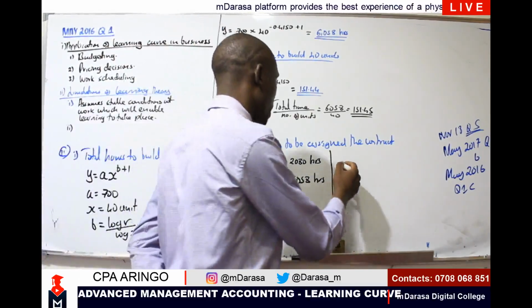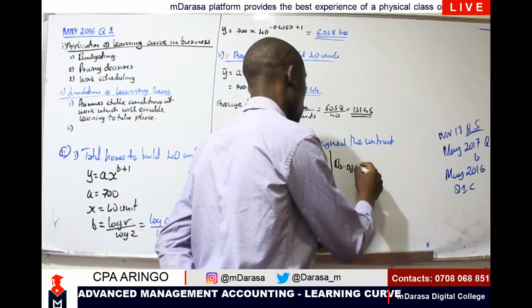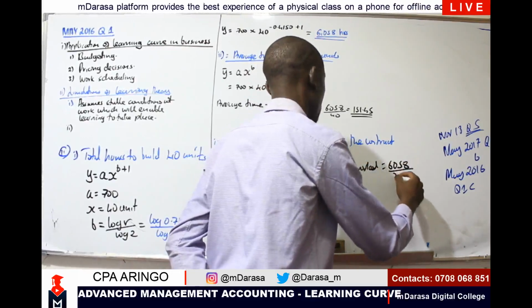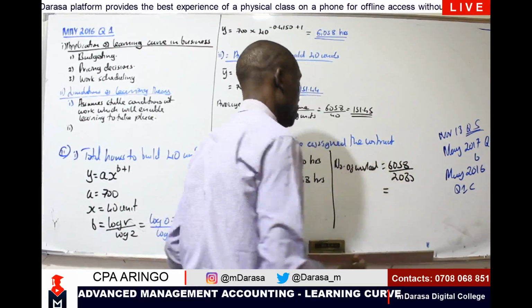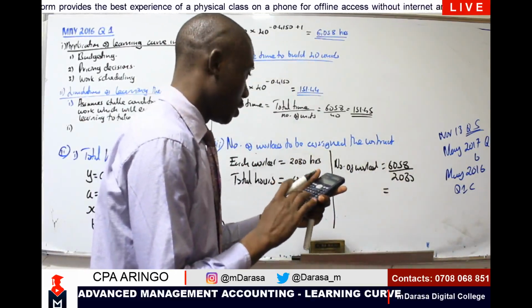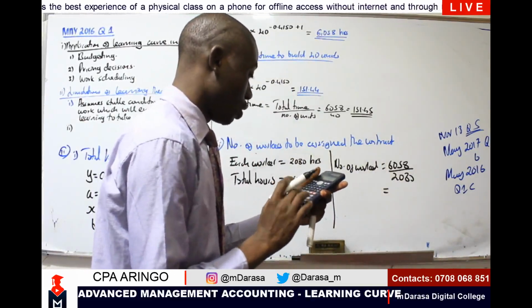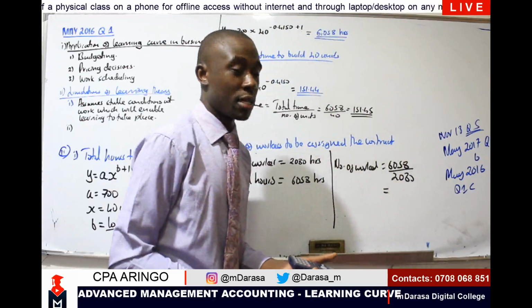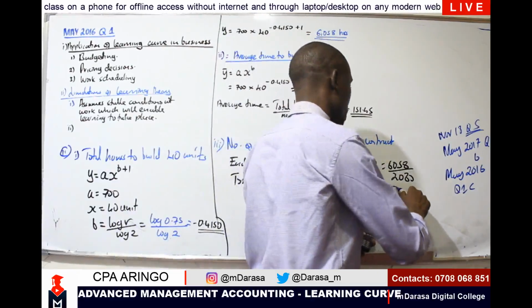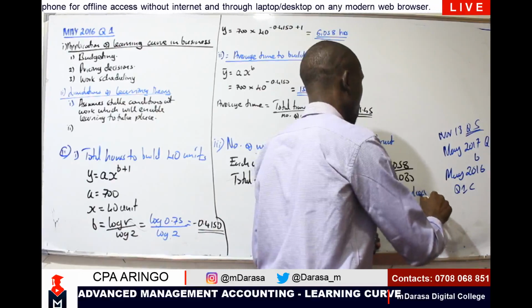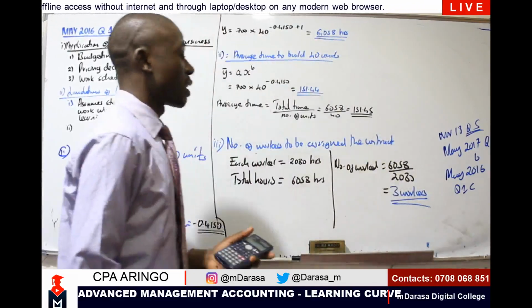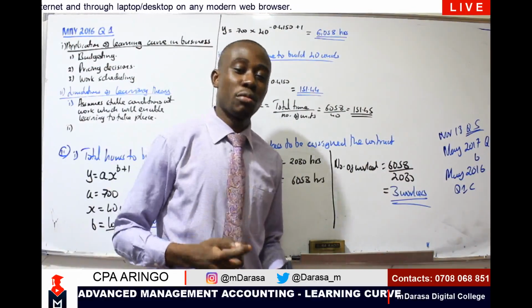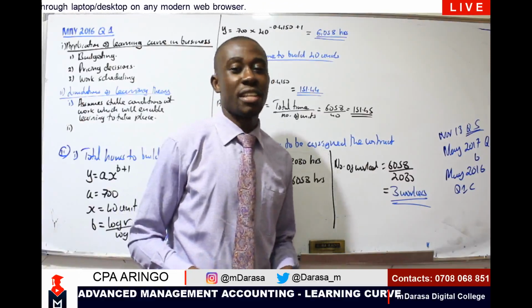So the number of workers is 6058 divided by 2080, which gives a figure of 2.9, but you know very well we can't have a fraction of a person. So therefore, we can talk of 3 workers. Basically, that is what the examiner wanted us to do in that question. And that's how concepts of learning curve are. They are always as simple as that.